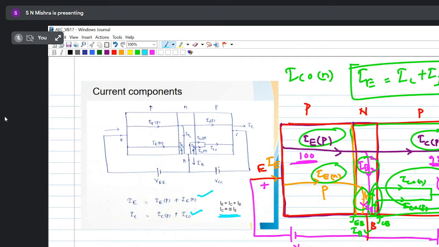Because a lot of numerical questions will come here. Suppose IE will be given, IC will be given, you have to find out IB, or IC, IB will be given, you have to find out IE. If IE will be given, alpha will be given, you have to find out IC. Leakage current will be given, IC will be given, you can find out the component which is sent by the emitter. So using this equation, a lot of questions can be framed.